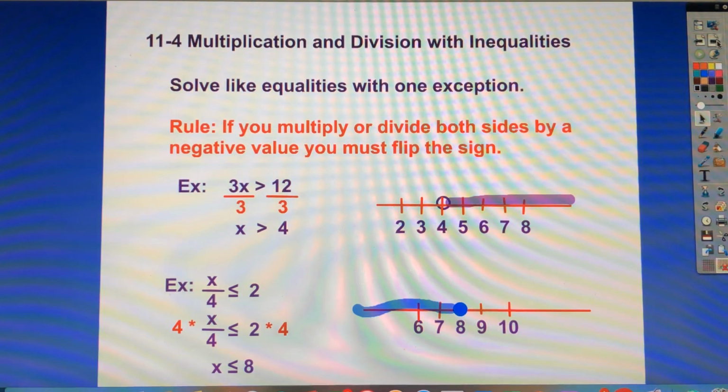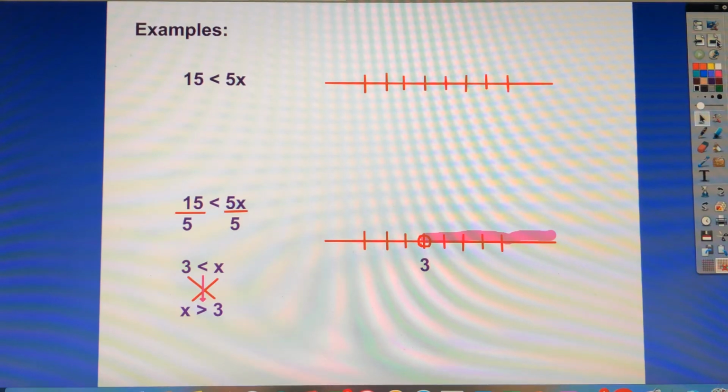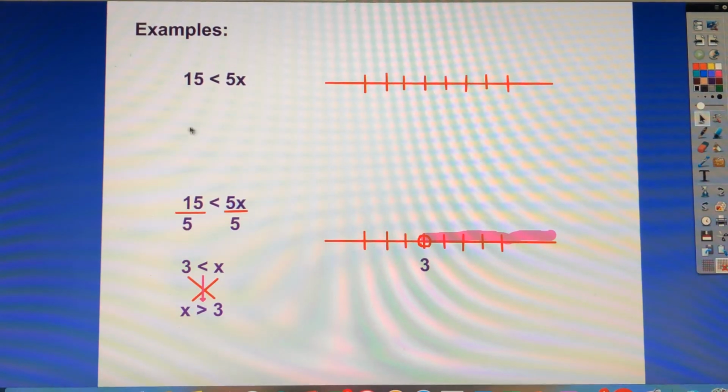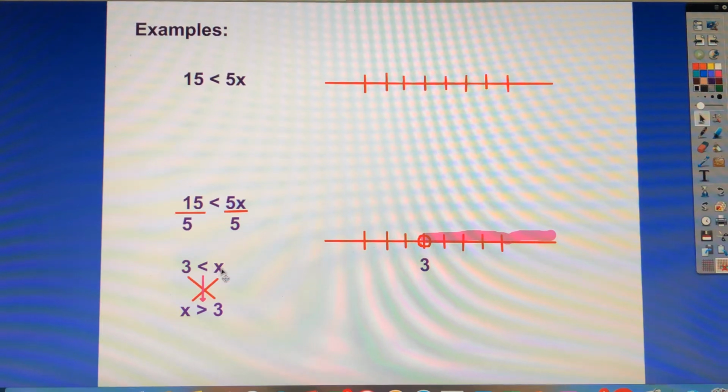So far, simple. 15 is less than 5x. Okay, I need to isolate x. I divide both sides by 5. 3 is less than x.